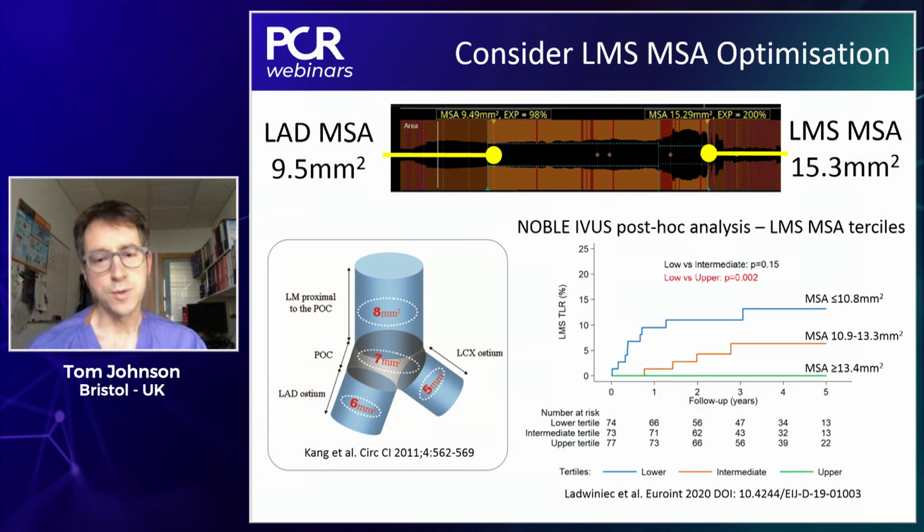And that's been beautifully reinforced by the IVUS sub-study of the Noble left main study, which showed that, again, these European measures of MSA are very distinct from other areas of the world. And here we saw in the Noble left main cohort that if an MSA was above 13 millimeters squared out to 5 years, there was no target lesion revascularization. So I'd be very hopeful that with this 15 millimeter squared left main, albeit an undiseased left main that I've simply stented to secure the LAD, we offer this patient really a very good long-term result.